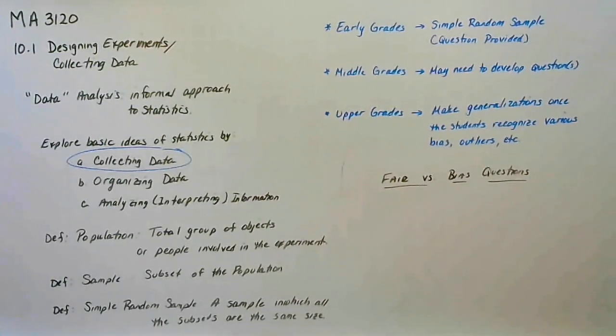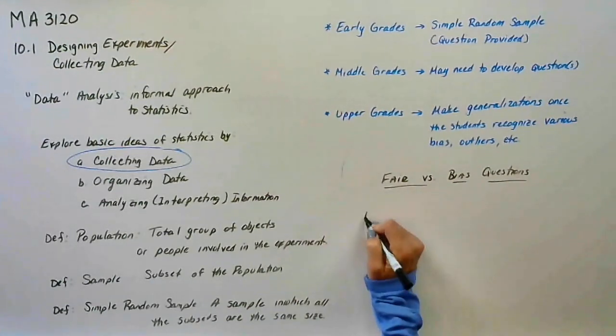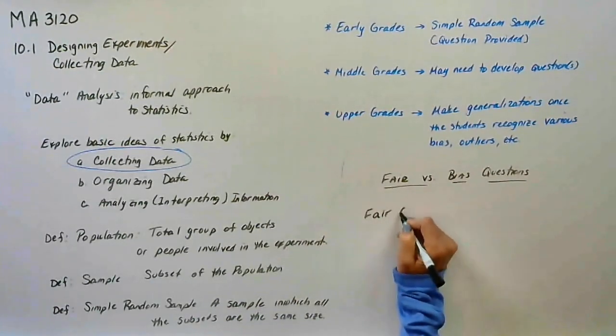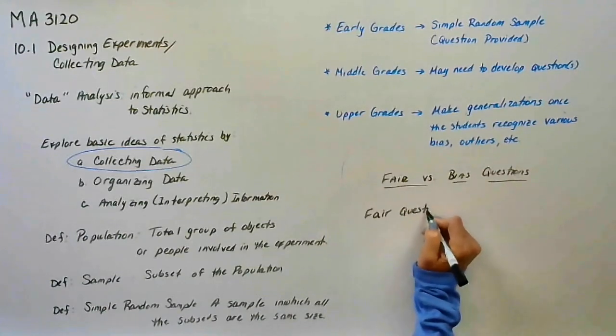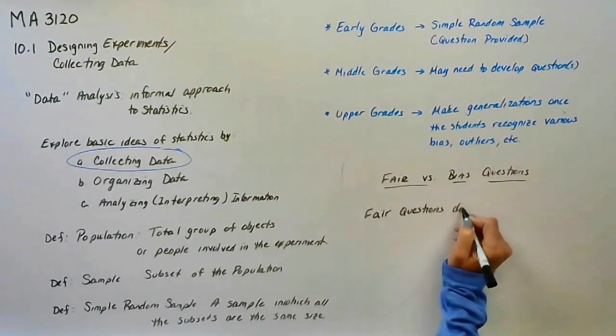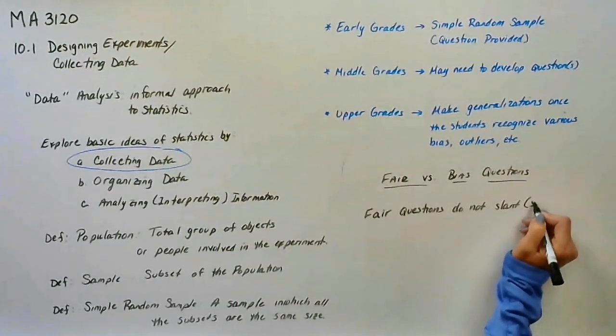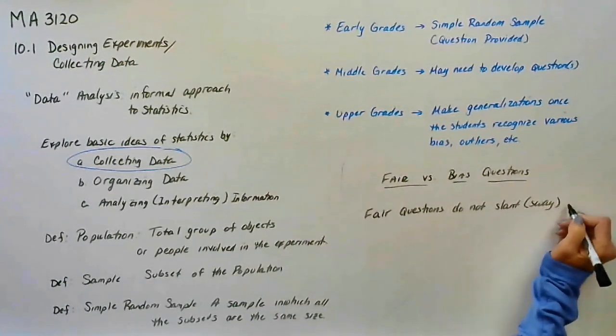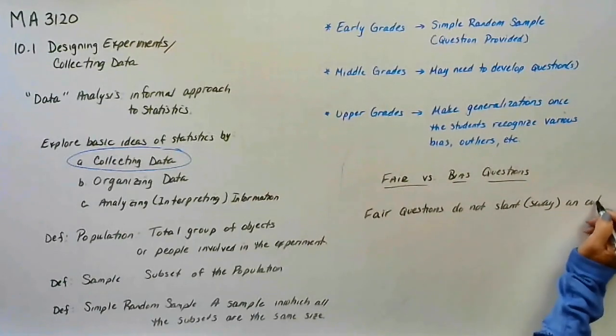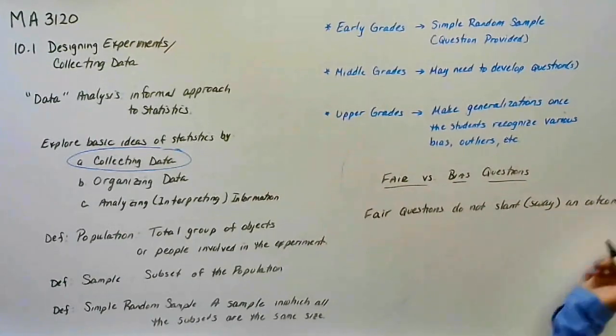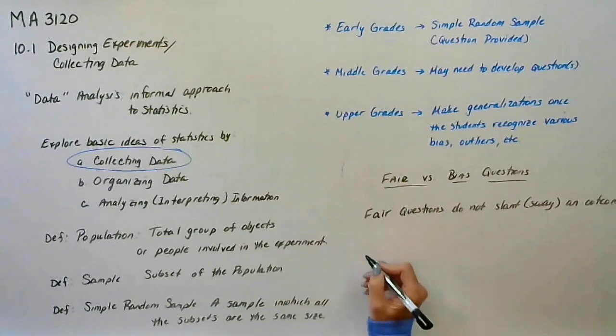A fair question does not slant or sway an outcome. Fair questions do not slant or sway an outcome. Whereas a biased question could potentially slant or sway an outcome.